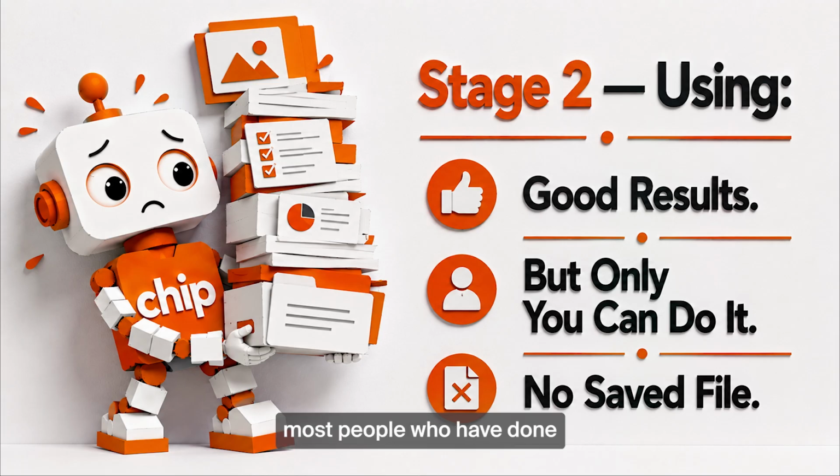Stage 2 is where most people who have done H1 to H4 now sit. You use Copilot for specific tasks, writing messages, summarizing reviews, reading scheme documents. You get good results. But here is the problem with stage 2. Only you know how to use it. If you are not there, the work stops. Each time you start, you have to remember the right instruction. And every staff member gets a different result because there is no saved file to follow.